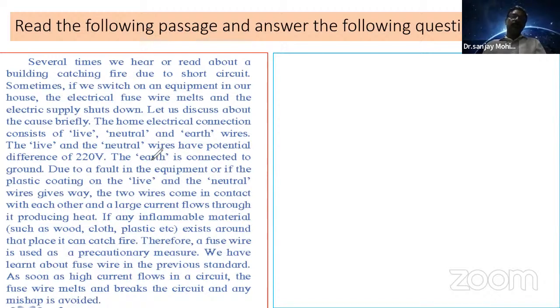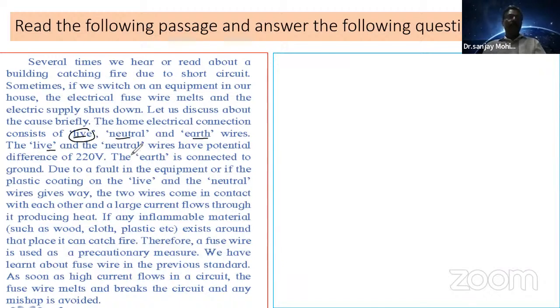This is purposely shown to you because when we read any text, we should not just read it. Try to understand the concept, and whenever questions are asked based on the passage, apply the skills you have. Let us see how to answer questions from the passage. Some important words are here: the home electrical appliances have live wire, neutral wire, earth wire. So I will underline these three words.